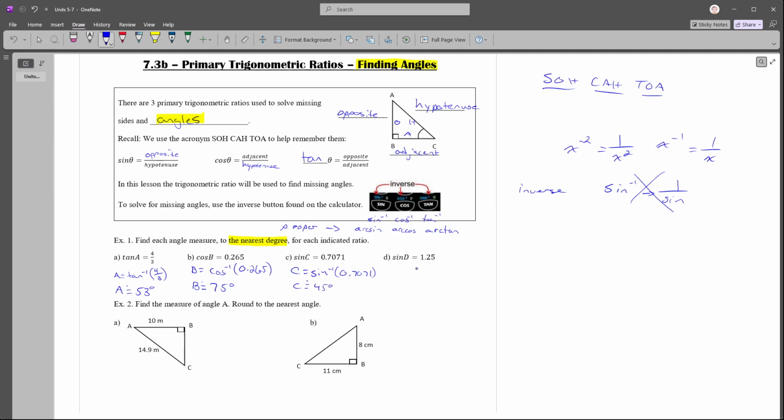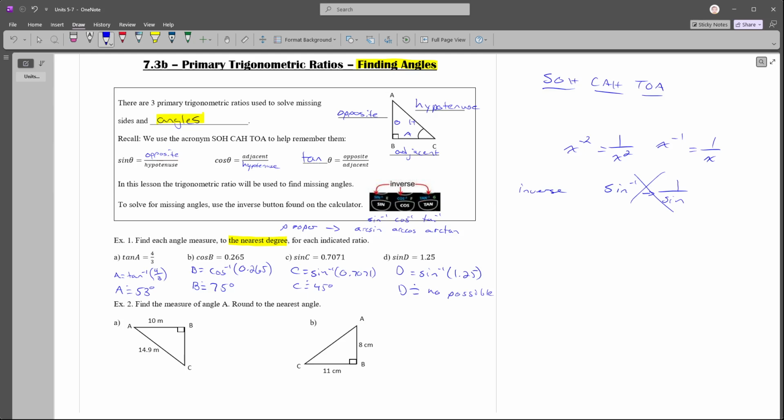Okay. And then we have one last one here. You can see the operation is the same thing every time. Take the angle, and that's going to be equal to the inverse of your trig operation. So in this case, sine inverse of 1.25. And in this case, we're going to get a value of not possible. What? How could we possibly get a not possible? How is that a thing? Well, what does that mean?